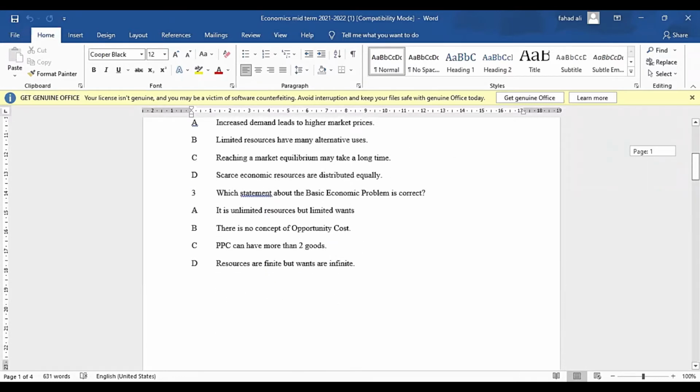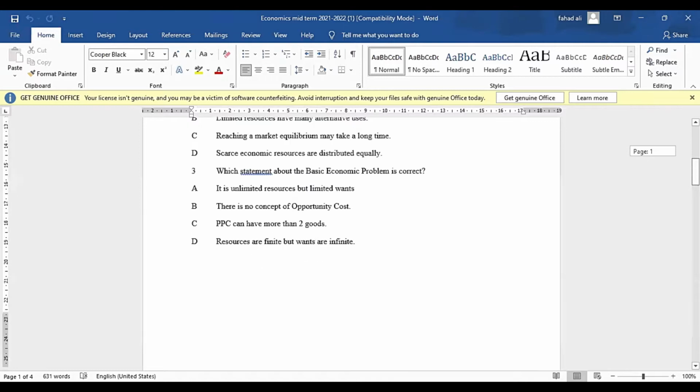Which statement about the basic economic problem is correct? It is unlimited resources but limited wants. That's not right, that's the opposite. Resources are finite but wants are infinite. That's the correct option. So 3D.